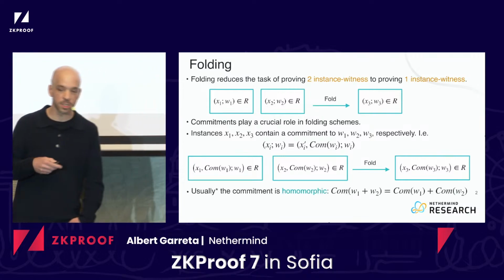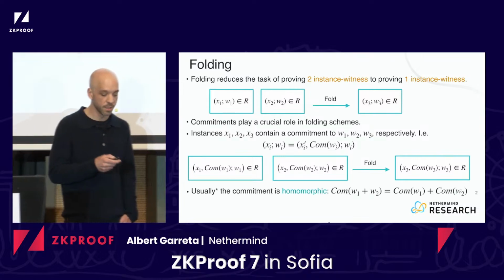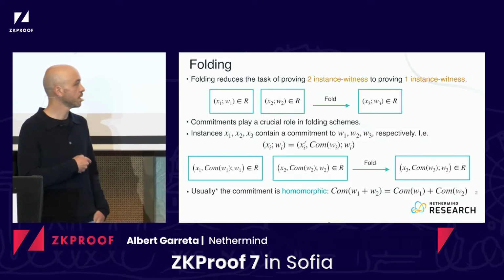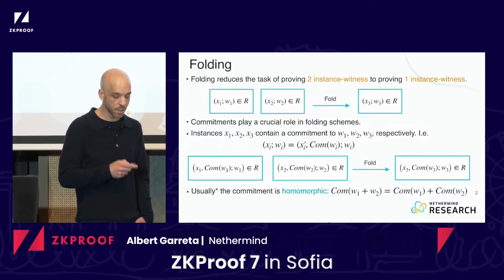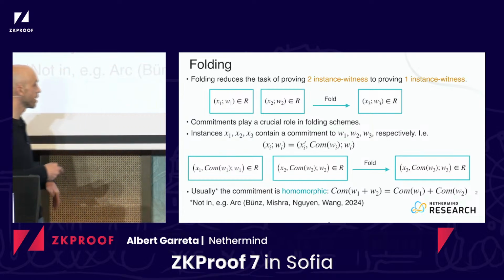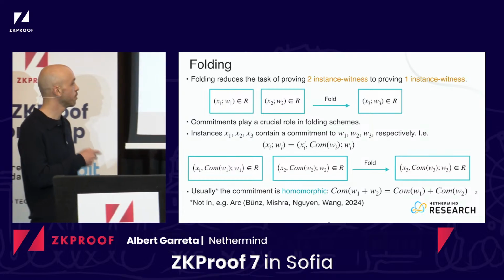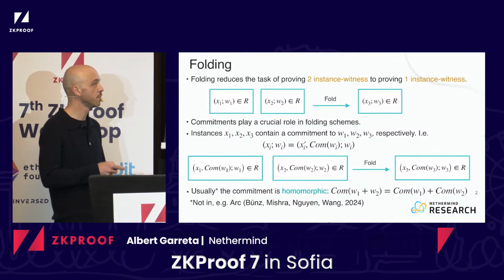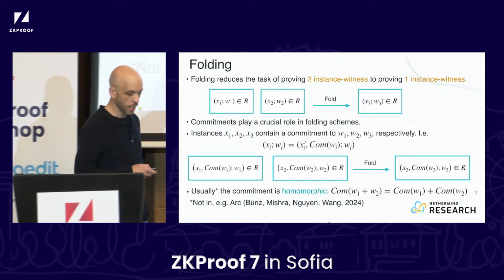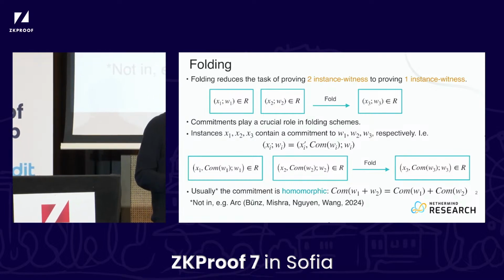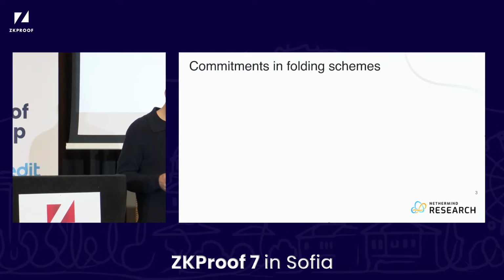And usually the commitment is homomorphic, which means that the commitment to the sum of two witnesses or vectors is the sum of the commitments. That's not always the case. There's some work where researchers are trying to avoid using homomorphic commitments. For example, the ARC scheme, where the commitment scheme is Merkle tree commitments.